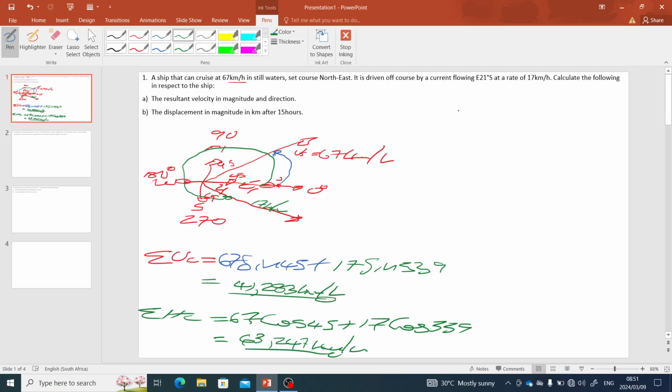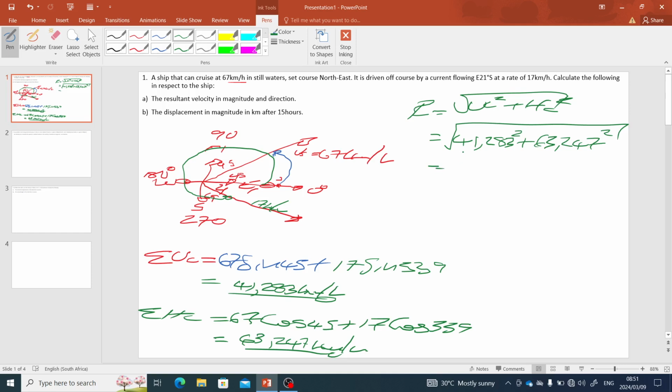Now, we will first determine the resultant, then we will do the second Cartesian plane in drawing the position of your resultant, because you don't assume it, you always work it out. Now, my resultant would be the square root of VC squared plus HC squared, which equals the square root of 41,283 squared plus 63,247 squared. Then we get our resultant as what?